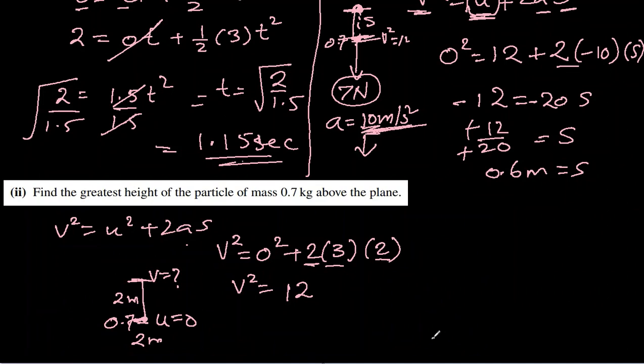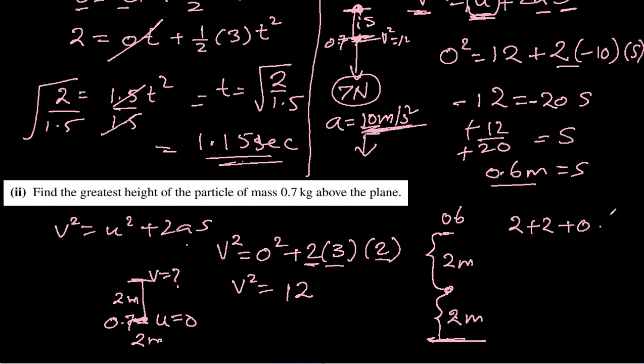So the question is, find the greatest height the particle of mass 0.7 kg moves. So let's try to understand what is the greatest height. This mass of 0.7 kg was already 2 meters above the ground. Then because of the mass of 1.3 kg, it went 2 meters up, and now it gets 0.6 meter more above that. So the total becomes 2 plus 2 plus 0.6, which is the greatest height attained by this particle, 4.6 meters.